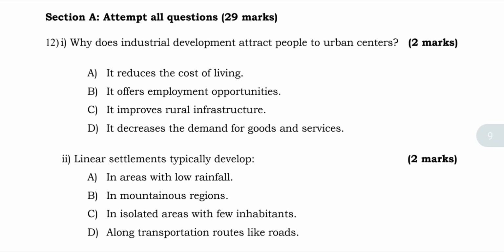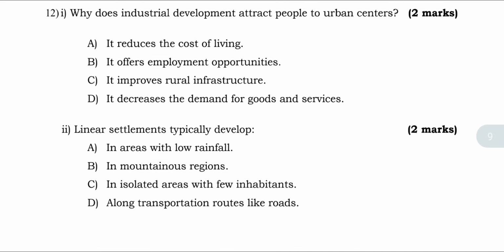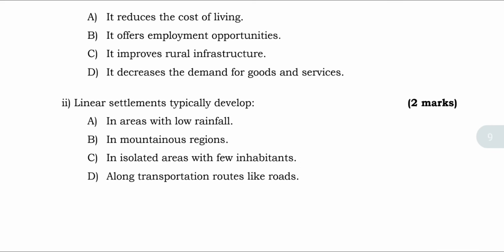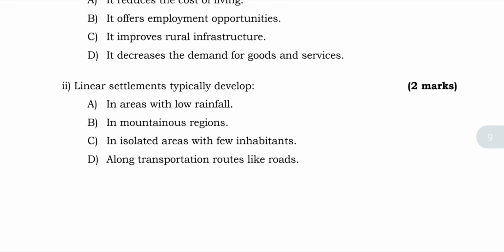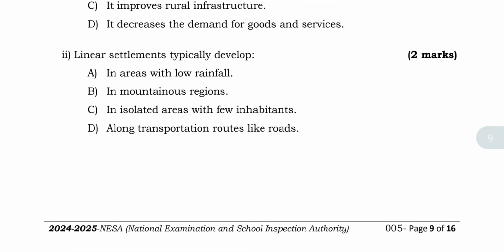Number 2. Linear settlements typically develop where? A, in areas with heavy rainfall; in mountain regions; isolated areas with few inhabitants; along transportation routes like roads. So you have to choose the best answer from right here. And we can move on to the next question.